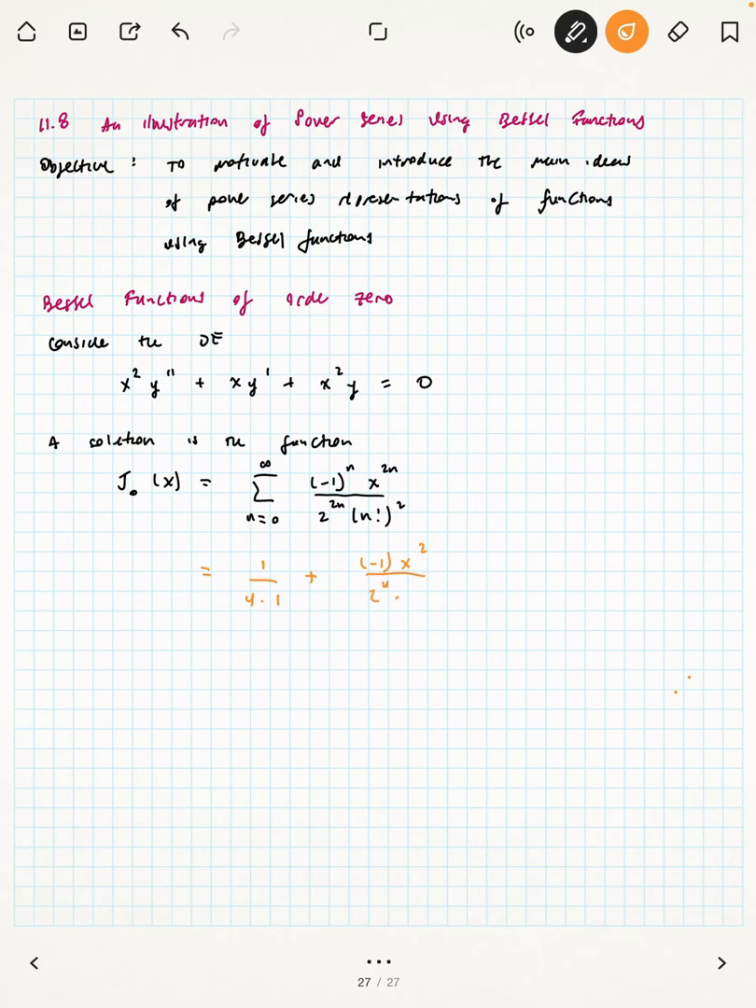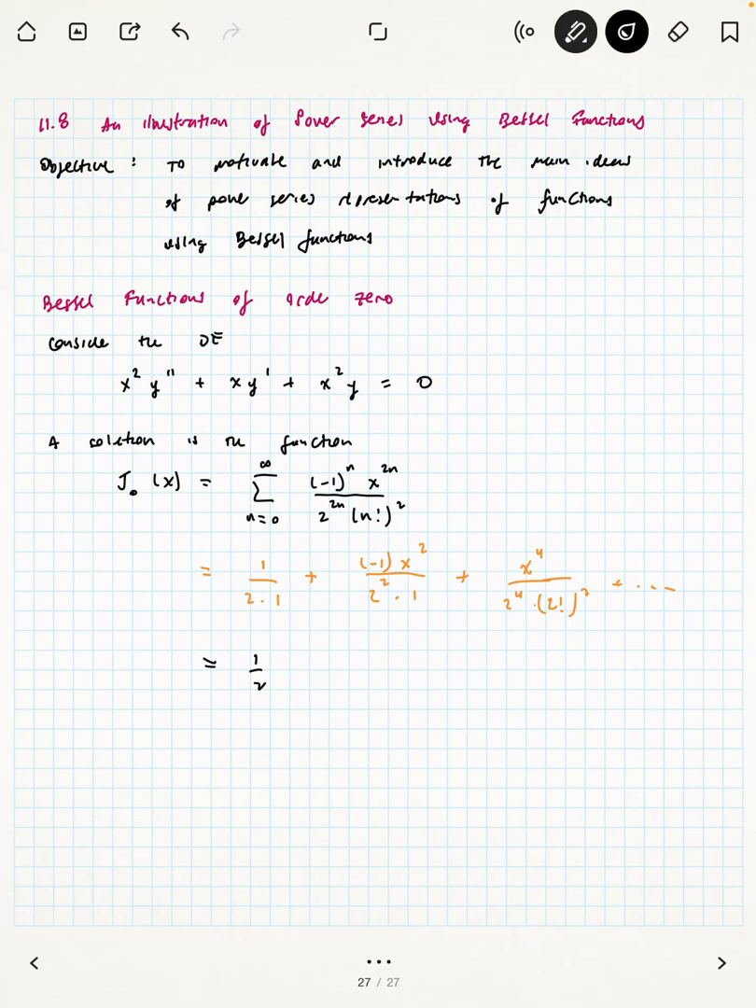Plus, and then the next one's going to be negative 1 times x squared over 2 to the 4th times, hang on, I got carried away, didn't I? That's going to be 2 times 1, so that's going to be 2. And that means this was also 2. And then 1 factorial is 1 times 1. Plus, and then the next one's going to be negative 1 squared, so that's going to be positive. It's going to be x to the 4th over 2 to the 4th times 2 factorial squared.